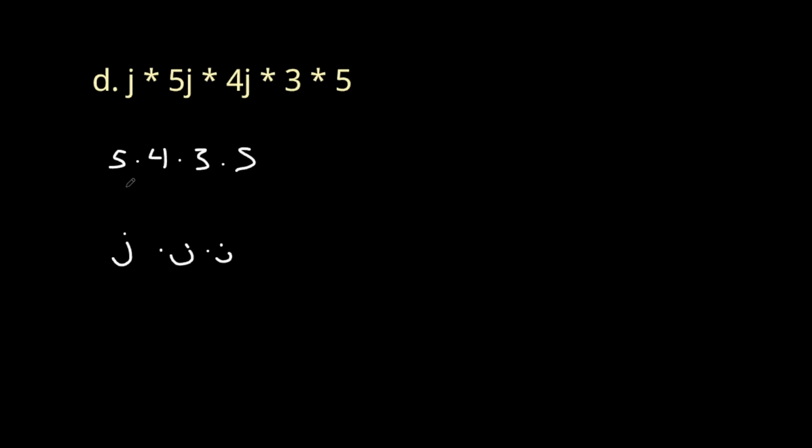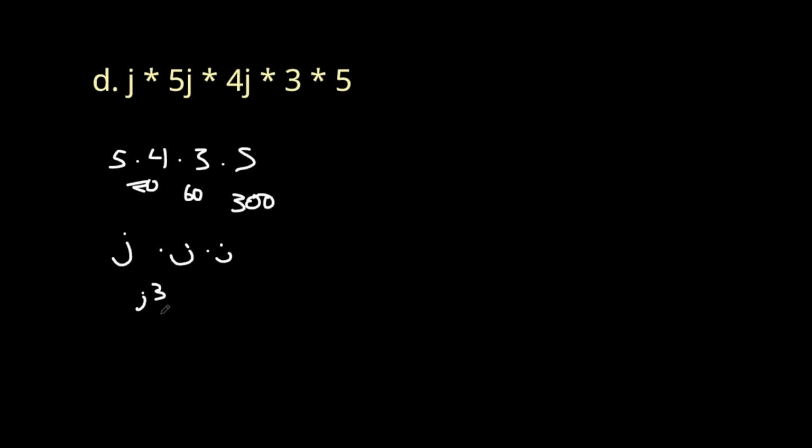So 5 times 4 is 20. 20 times 3 is 60. And then 60 times 5 is, let's do 600 divided by 2, and then that's 300. So we should get 300. Okay, so 300 is our real number. And then for imaginary, we have j to the power of 3, right? It's the same thing. So j to the power of 3.